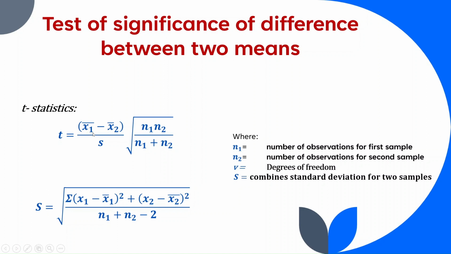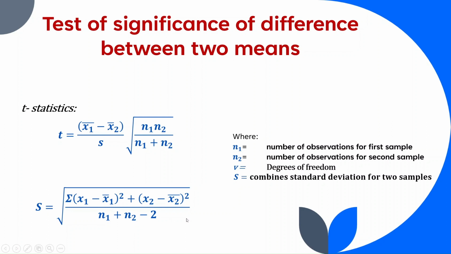x1 bar is the mean of the first sample and x2 bar is the mean of the second sample, and n1 and n2 are the numbers of observations for the first and second samples. s stands for the combined standard deviation for the two samples and it is calculated by this formula, and v here stands for degrees of freedom and it is calculated by n1 plus n2 minus 2.